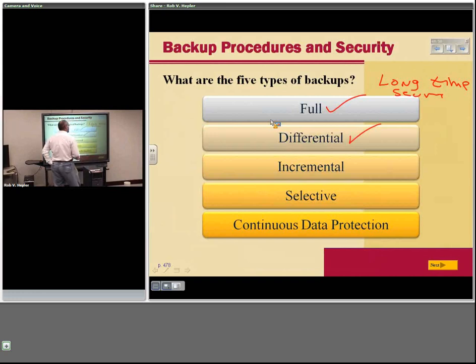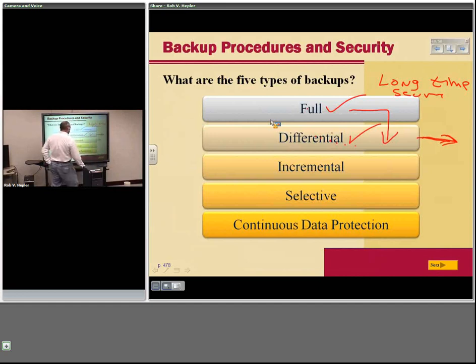Differential means just take what changed since the last full backup and back that up. Okay? So you don't do a full backup all the time. You might do a full backup once a week. The other 6 days you do a differential. You need to fix your system. You start with a full backup and then you restore all the 6 differentials. And now you're back where you were a week ago. It means each of the daily backups is smaller, quicker, less resources. That's the idea.